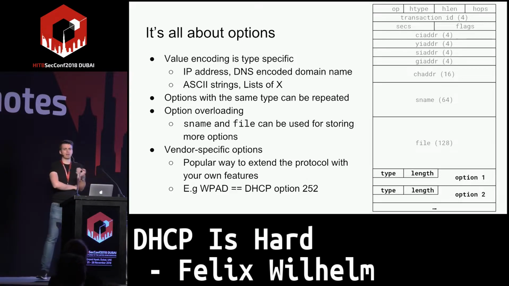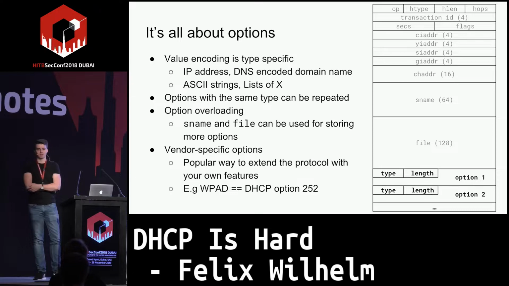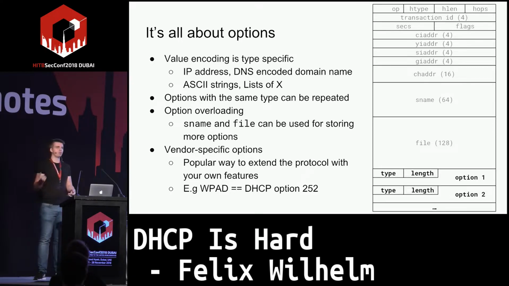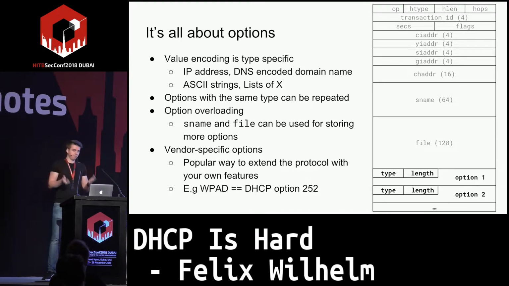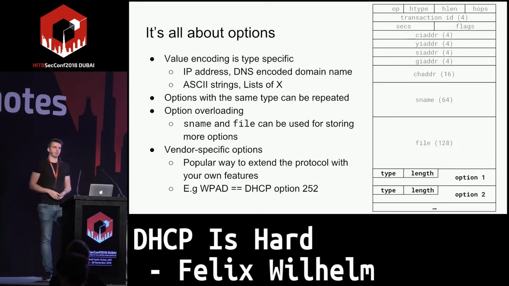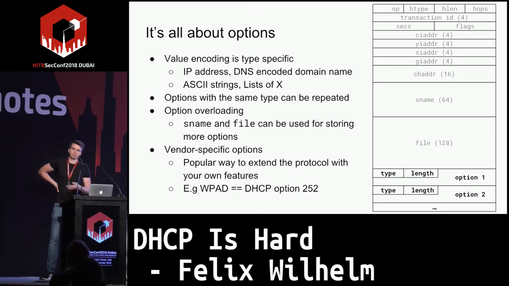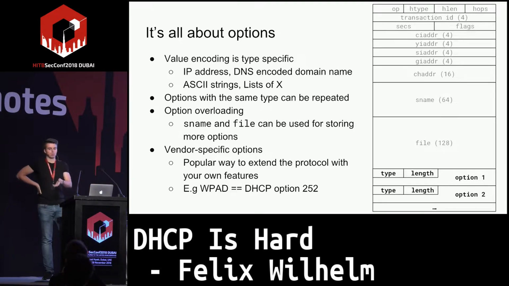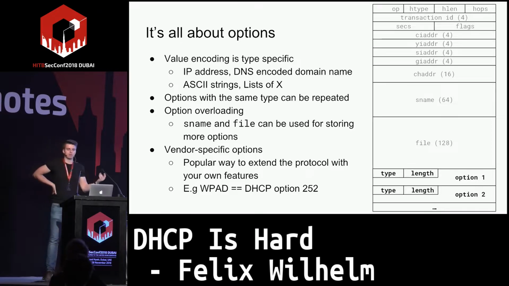And then you also have vendor-specific options. Basically, if you want to implement your own feature on top of DHCP, the popular way to do this is to just invent your own DHCP option and put stuff into it. For example, Microsoft's mechanism for automatic proxy discovery, the WPAD mechanism, is actually implemented on top of DHCP option 252, where they just put the URL of the auto proxy discovery mechanism in the option value.